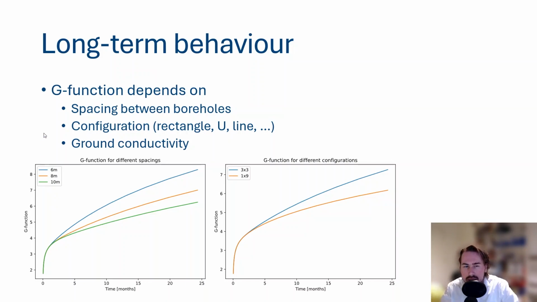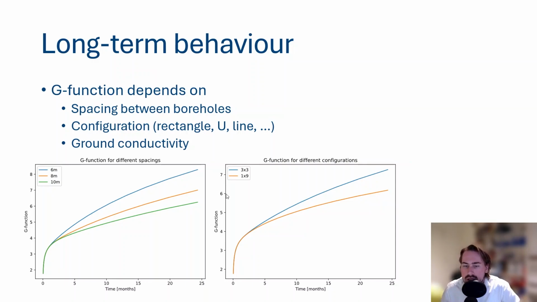And the same reasoning can be made with the configuration. So if you're placing your boreholes on a line, it's easier for them to exchange heat with the infinite ground when compared to the situation where they are in a rectangle configuration. So if your boreholes are placed in a 3x3 grid in a dense rectangle, you can see that the borehole wall temperature increases more than if they're all on one line.